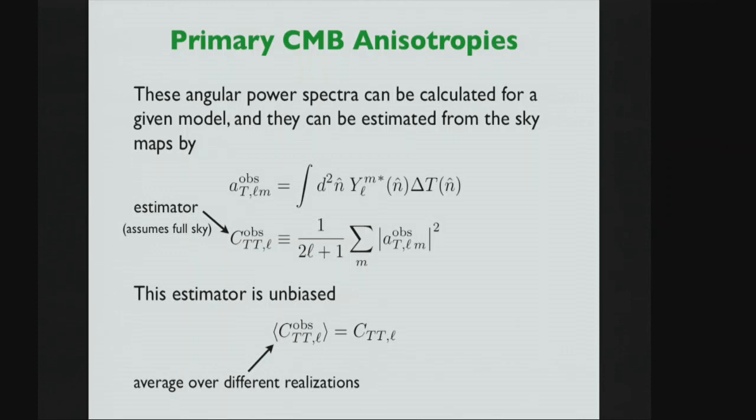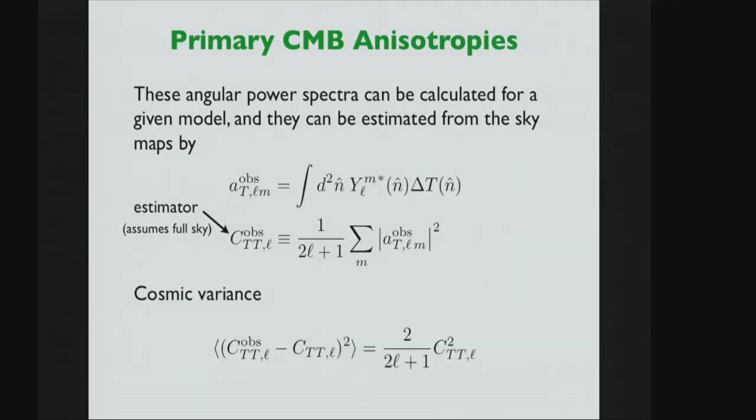One thing that's interesting about this estimator is that it's unbiased. So if you do simulations, so you simulate what a sky would look like, and then from that sky you do a measurement, and then you average over many simulations, then it returns for you the angular power spectrum that you fed in. So it's not necessarily true realization by realization, but statistically you recover the angular power spectrum that you started with if you average over different realizations.